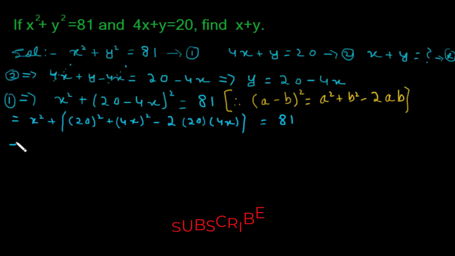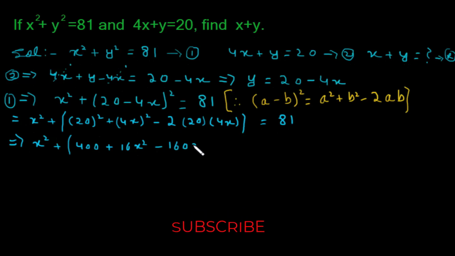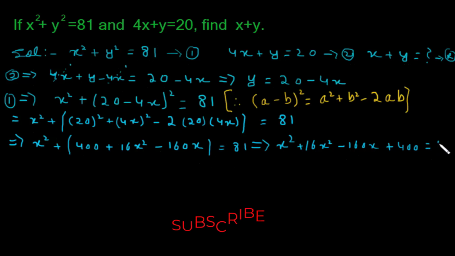Now making it more simplified, we will come up with x squared plus 20 squared, which is 400, plus 16x squared. And now look at this one, 2 times 20 is 40, and 40 times 4 is equal to 160. So we have minus 160x is equal to 81. Now writing it in descending order, 16x squared, then minus 160x plus 400 is equal to 81, and adding x squared and 16x squared we will get 17x squared minus 160x.